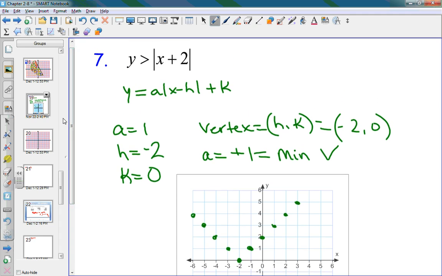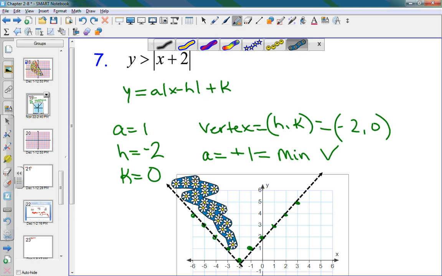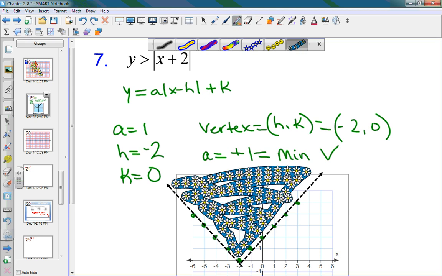Why does it need to be a dotted line? Because it is strictly a greater than, and do I shade above or below? Above. Greater than means I'm going to shade above. Do we understand that? How do you find the minimum or maximum again? That's your vertex.